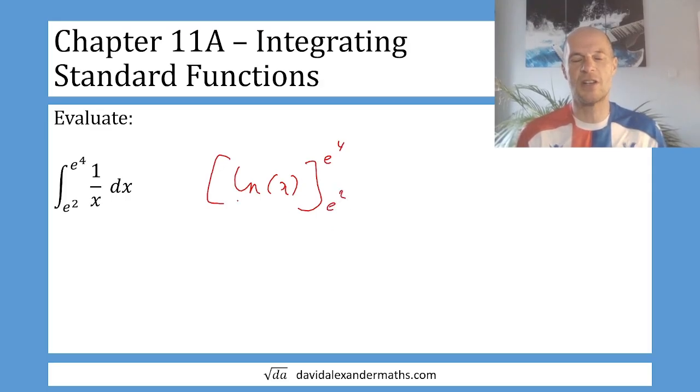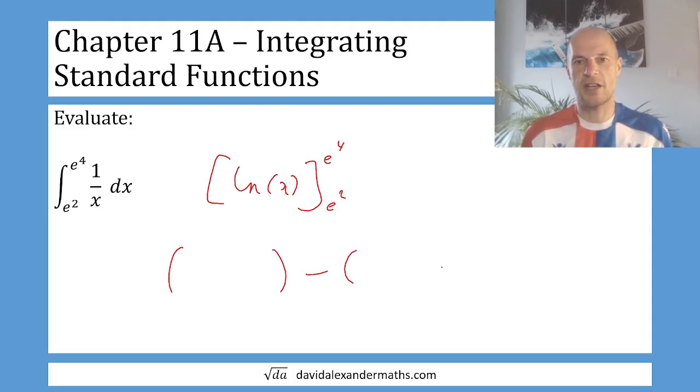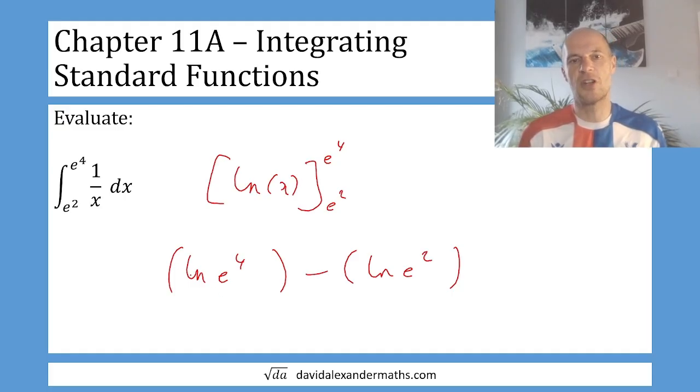And of course it's common to see a question linking e's and lns. So let's just do our double brackets with a minus sign in between. So it's going to be the ln of e to the power of 4, take away the ln of e squared. And of course the ln and e cancel each other out, so this can simply become 4. Take away ln of e to the 2 is 2, and of course 4 minus 2 is 2. Okay, so 2 is the answer to the integral of 1 over x between the limits of e to the 4 and e squared.